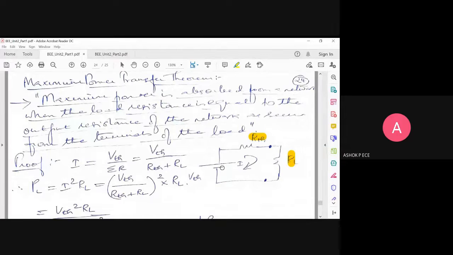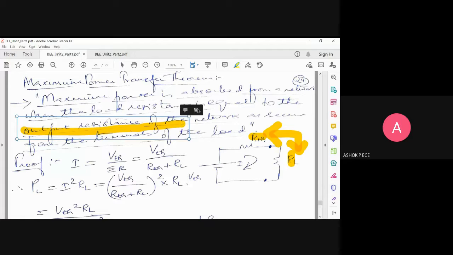Correct? So if you want to avoid that problem, if you want maximum power transferred from source to your load, this condition should always be met. The load resistance you consider must always be equal to the Thevenin's resistance, RTH. That is what they have mentioned as the output resistance. Output resistance means it is the RTH of your network. Okay, so is it clear?